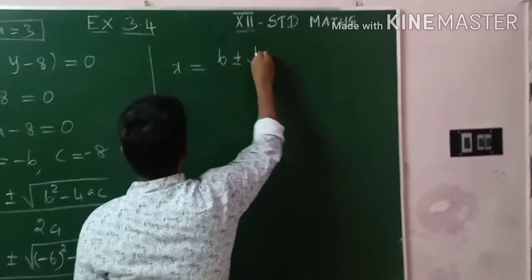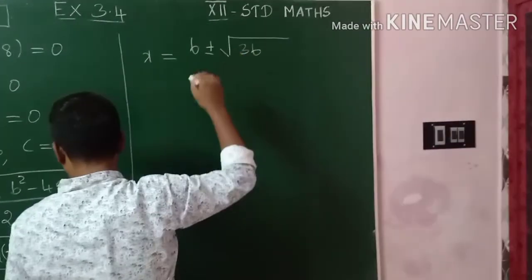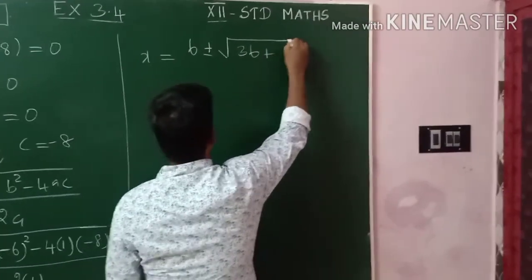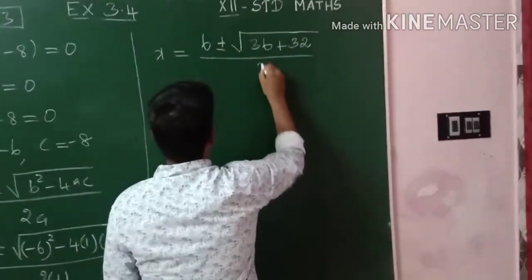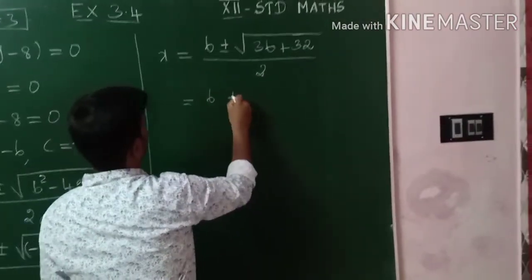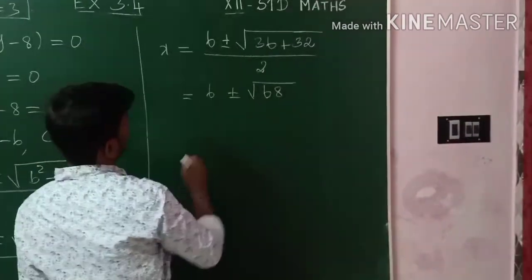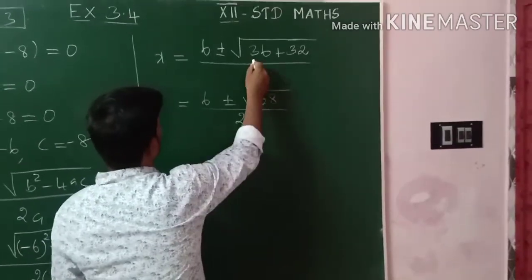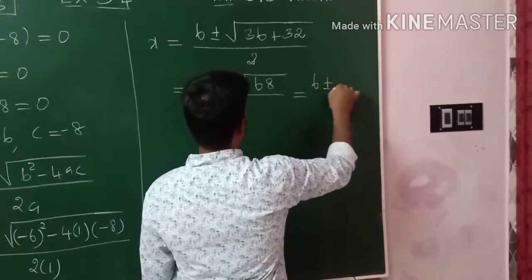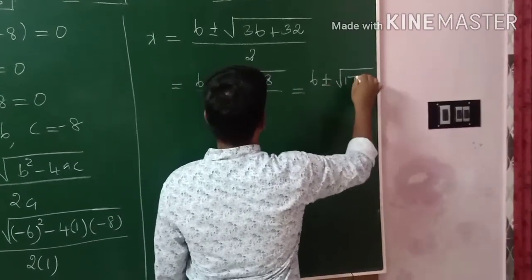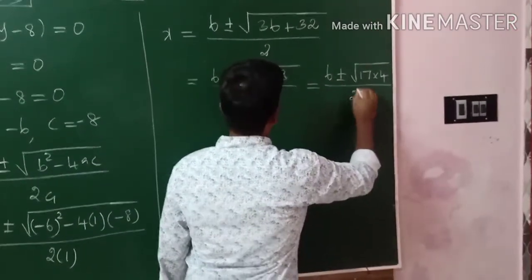So x is equal to 6 plus or minus square root of minus 6 square, 36, minus into minus plus. 4 ones are 4, 4 8s are 32, by 2. So 6 plus or minus square root of 36 plus 32, 68, by 2. 36 plus 32 is what? 68. This I can write as 6 plus or minus square root of 17 4s are 17 into 4, by 2.